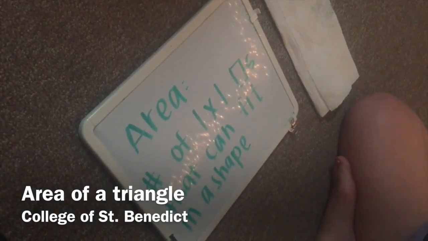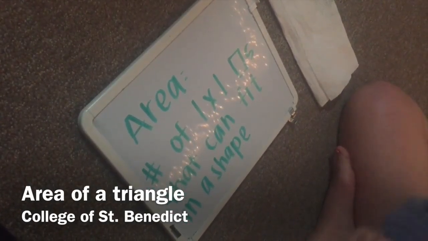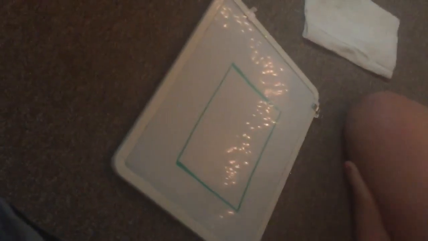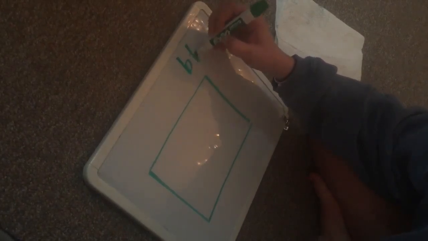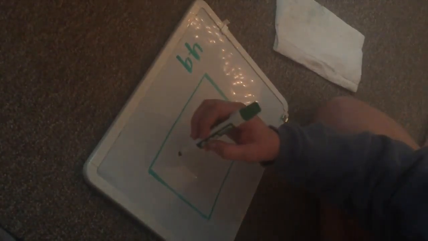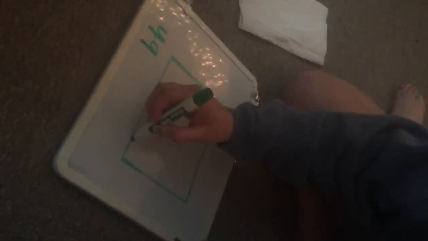Area is the number of 1 by 1 squares that fit into a shape with no overlap or overhang. So first we're going to prove that the area of a triangle, the formula for that is base times height. And we're going to do this in a way where we can count. So we're going to divide it into the 1 by 1 squares because we know that's the area.